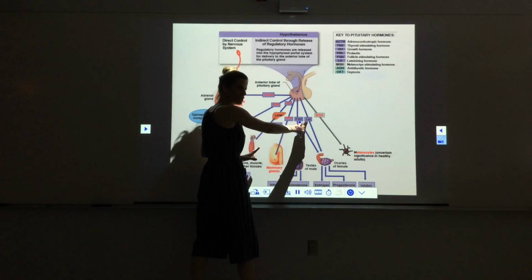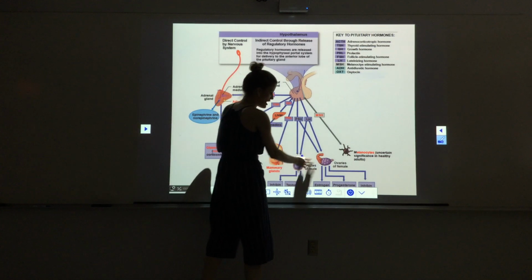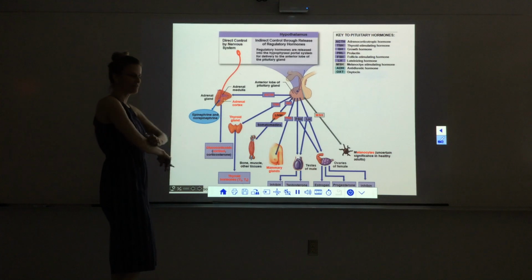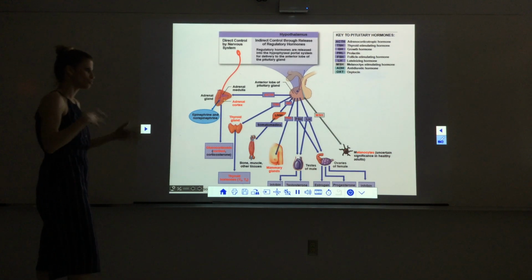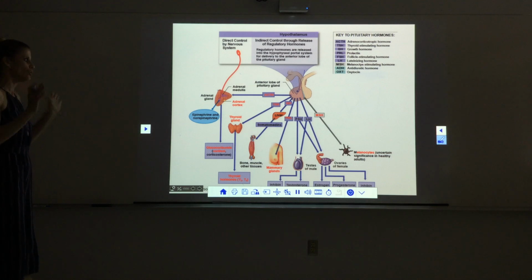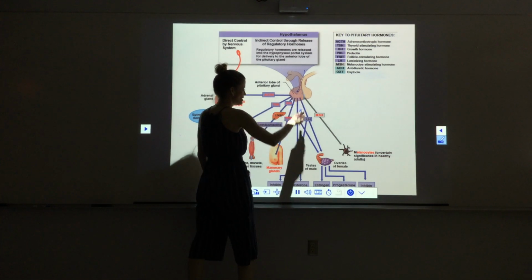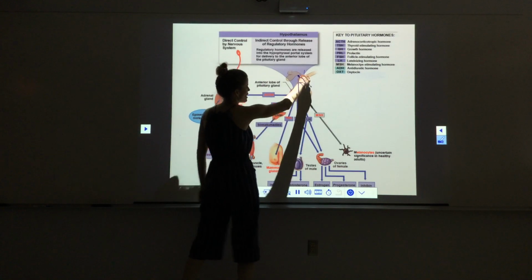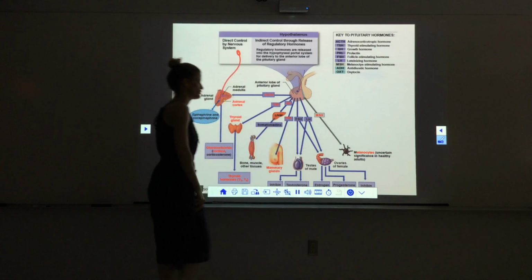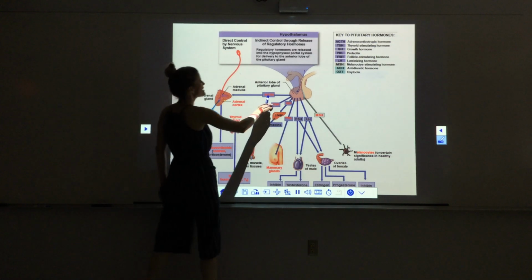FSH and LH, remember these are the reproductive ones. So I just want you to know that they target the testes and ovaries, and that's it. At the very end, the last chapter, we'll really quickly go through some of the effects. But for right now, just know that we have GnRH from the hypothalamus, that causes the release of FSH and LH, and they go to the testes and ovaries. All right, so let's talk through the rest of this.